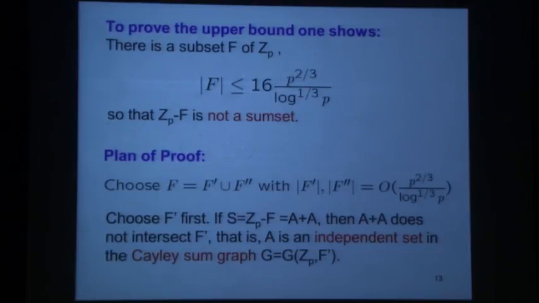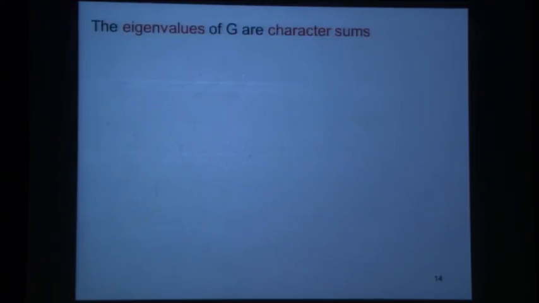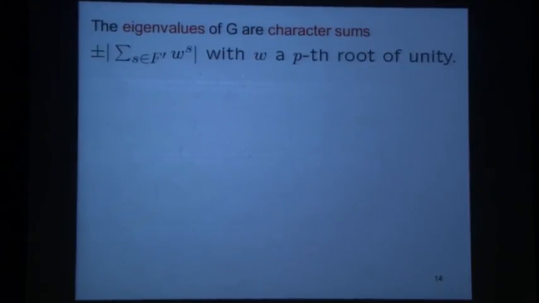then it means, if you think about it, that A has to be an independent set in the Cayley sum graph of Z_p with respect to f prime, because every sum of 2 elements of A cannot be an element of f prime. That exactly means that it's an independent set. So then we know the eigenvalues of G are these character sums, so we have this expression for them.